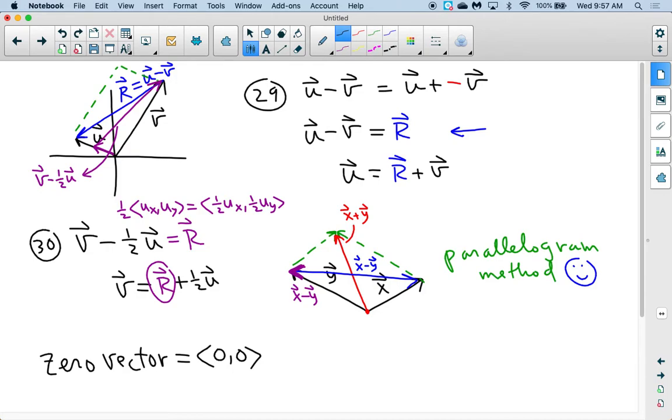You might sometimes see it denoted like a big zero, but because you want to communicate that it's a vector, you put a little vector bar above it like that. That's the zero vector. Okay. All right, let me go to the next page.